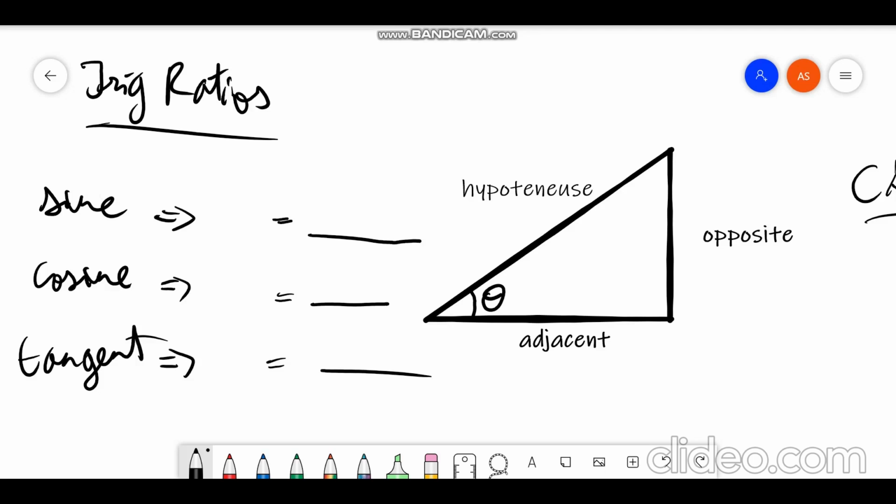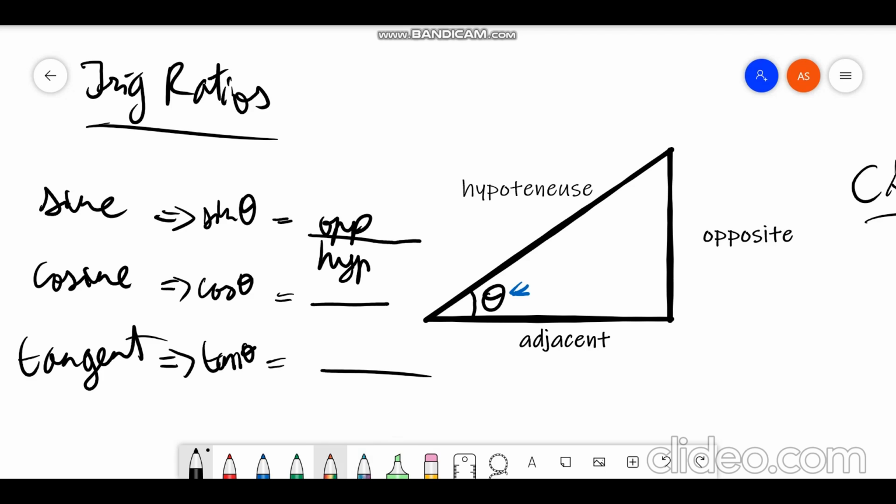Hello, so today we're going to be looking at trigonometric ratios. First, let's recap the primary ones. You have sine, which you can notate as sine theta, with theta as the angle, and cos theta, and the tangent is tan theta. Sine theta is opposite over hypotenuse.